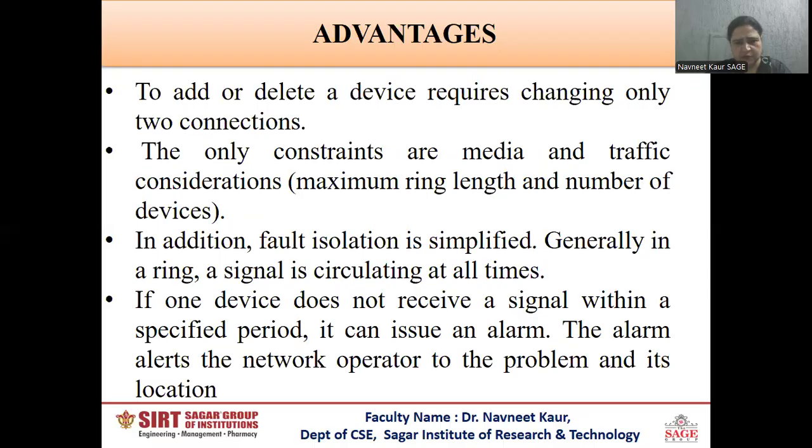Fault isolation is also simplified. Generally in a ring, a signal is circulating at all times. If one device does not receive a signal within a specified period, it can issue an alarm. The alarm alerts the network operator to the problem and its location.